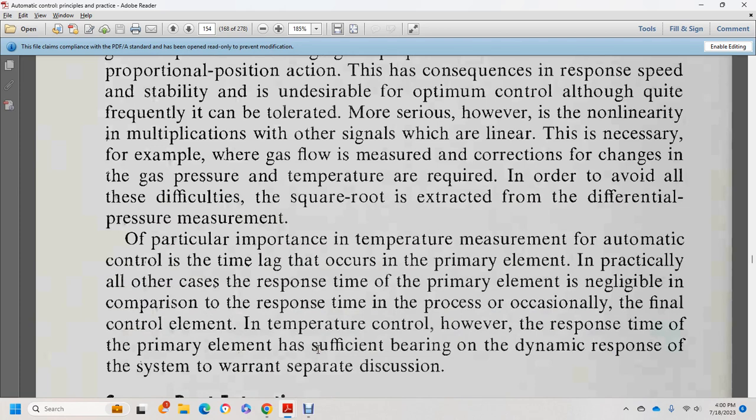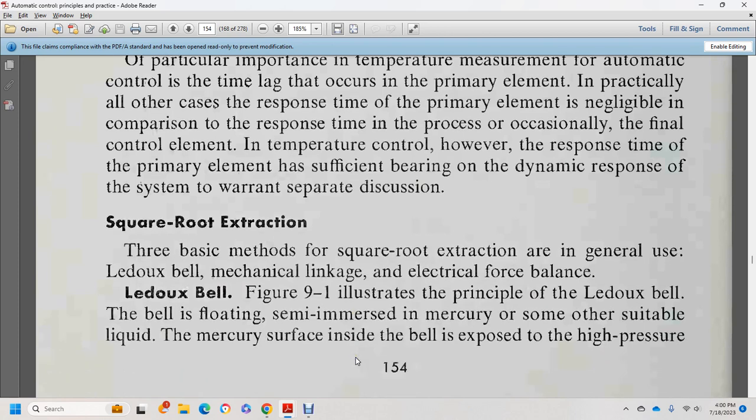the primary element, particularly all over the case of response with the time of the primary element negligible in comparison to the response time of the process with the final with the control element with the temperature control of the hour with the response time of the primary element with efficient bearing with the dynamic response of system warrant separate discussion. Square root of the extractions.